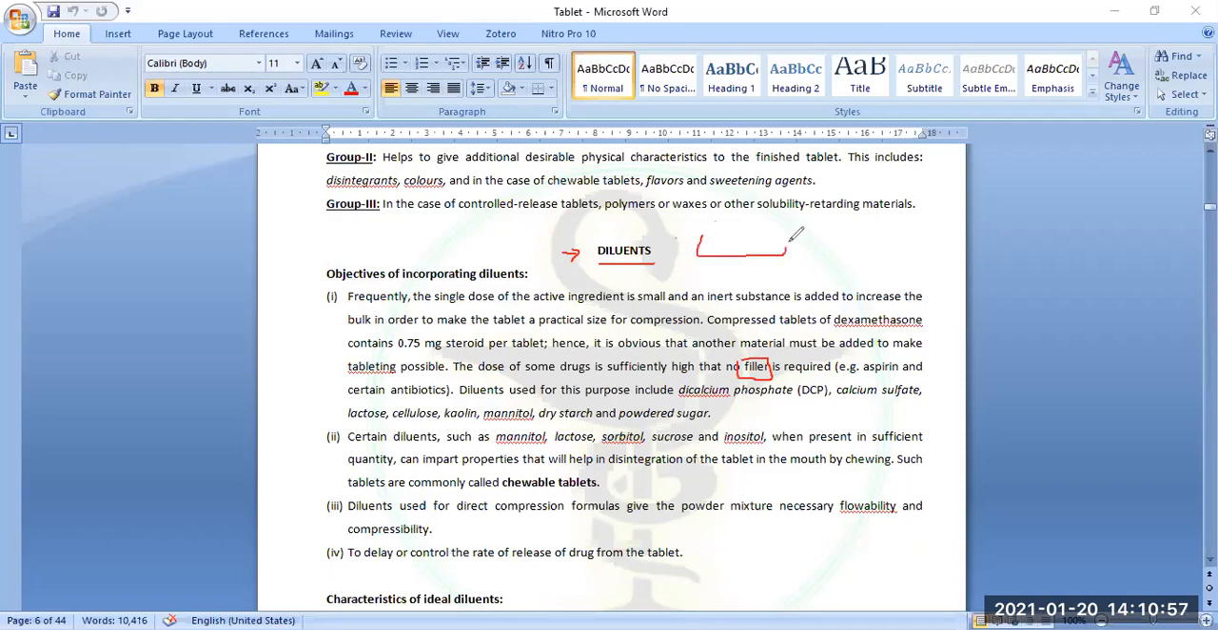उसका मीनिंग ये होता है कि for example आपका जो punching die है उसका size इतना है, अगर आपकी drug इतनी है, so how to fill this extra space, so you require filler, so that's why filler is used as a synonym for the diluent. Okay, बहुत सारी ऐसी drug है, for example aspirin and certain antibiotics, they are not required any diluent because they have a sufficient weight to produce the tablet. They have a sufficient single dose that produce the tablet.